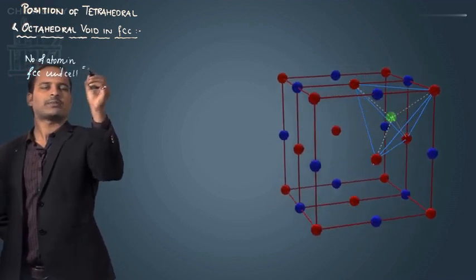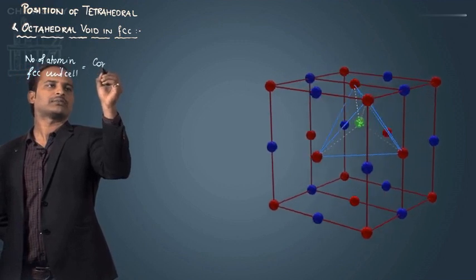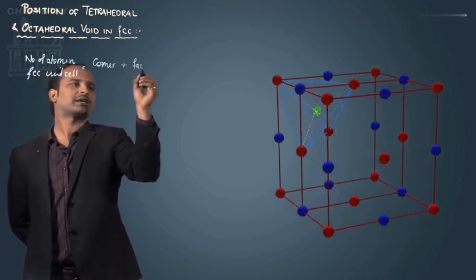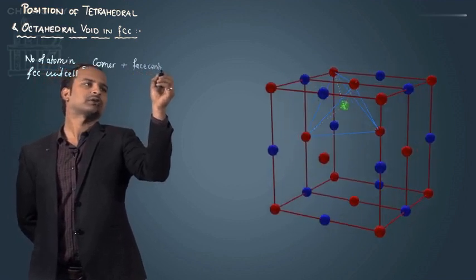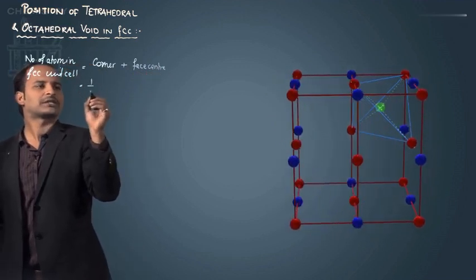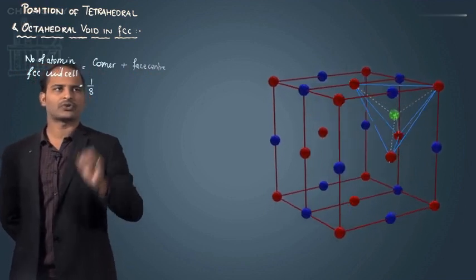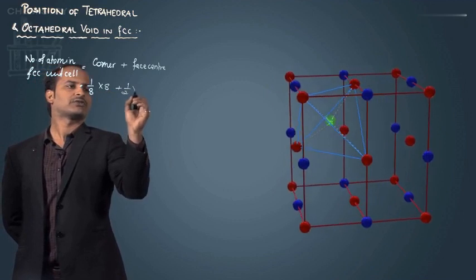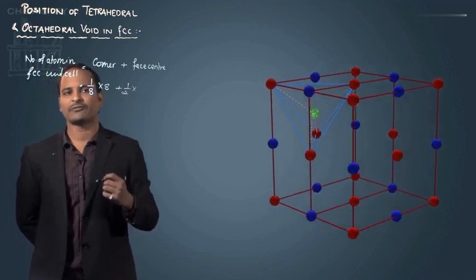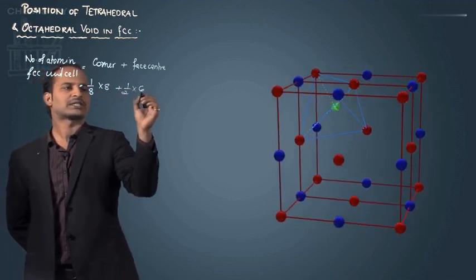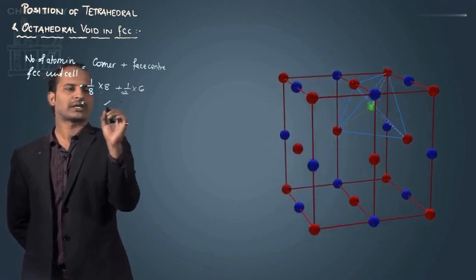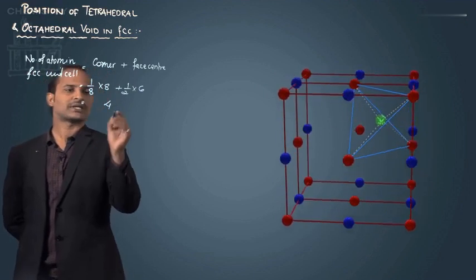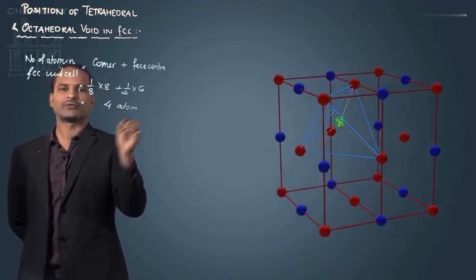In FCC, the particles are present on the corners. There are a total of 8 corners, as well as at each face center, and there are a total of 6 face centers. The particle on a corner has 1/8 contribution, and there are 8 corners, so 1/8 into 8. At the face center, each face has half of a particle, so half into 6 faces. So 1 plus 3, that is 4 particles, 4 atoms, that is 4 spheres.